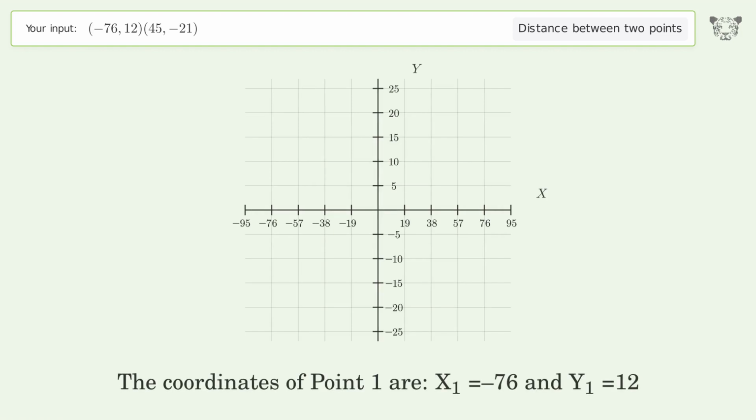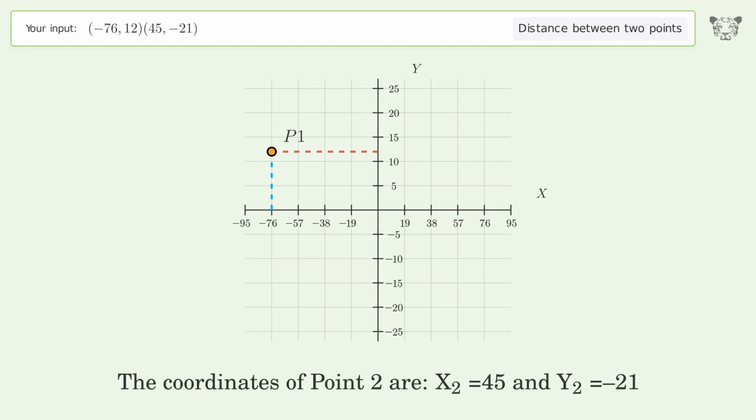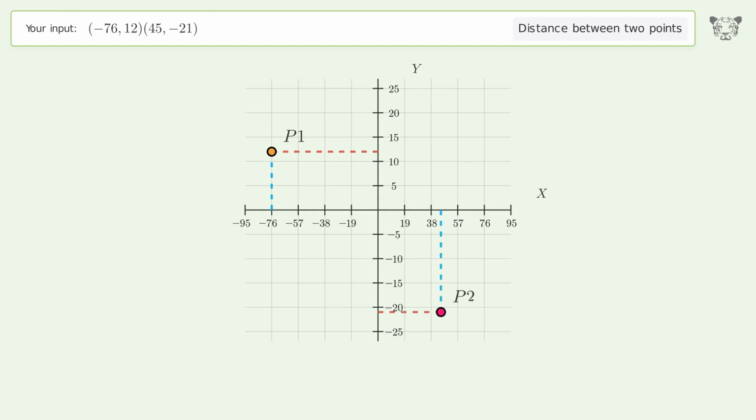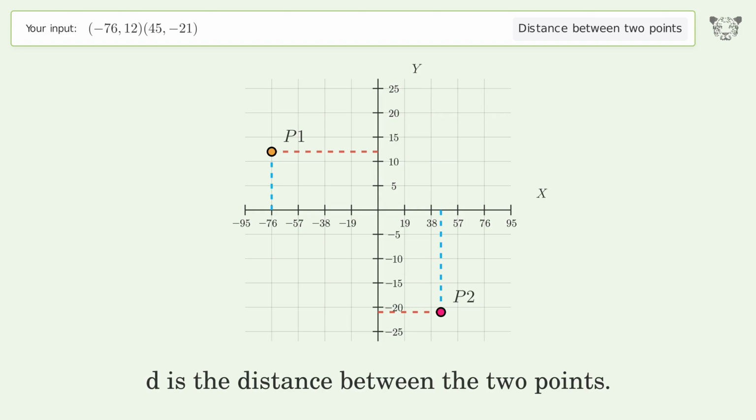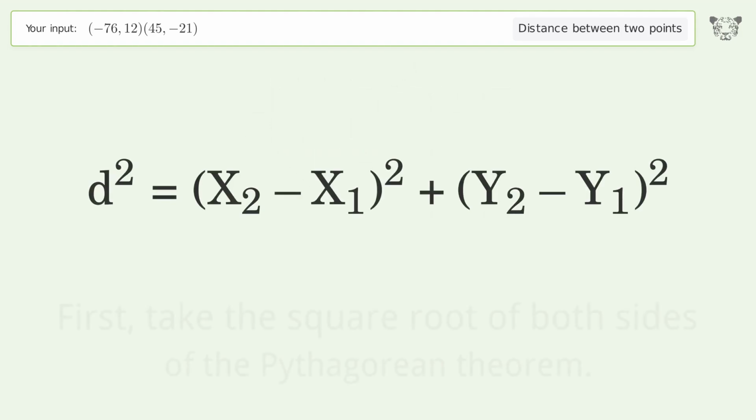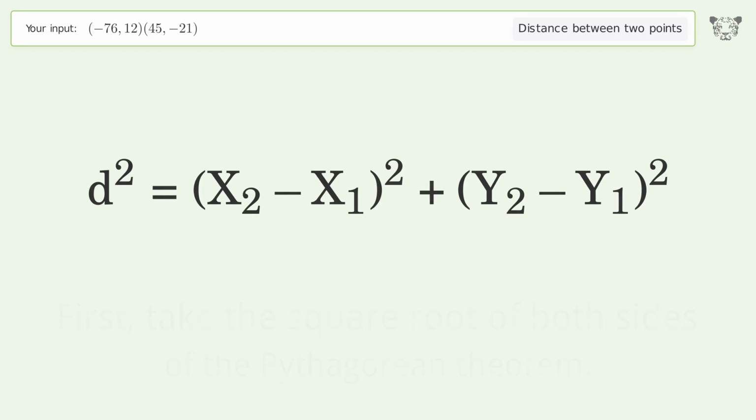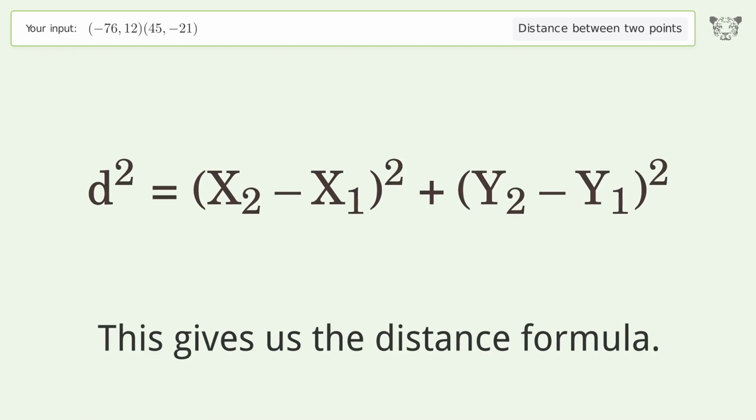The coordinates of point 1 are x1 equals -76 and y1 equals 12. The coordinates of point 2 are x2 equals 45 and y2 equals -21. D is the distance between the 2 points. First, take the square root of both sides of the Pythagorean theorem. This gives us the distance formula.